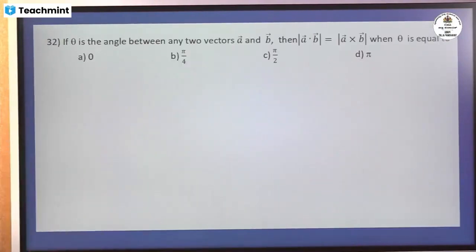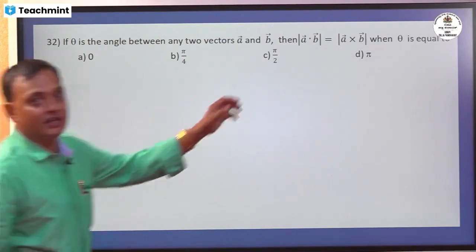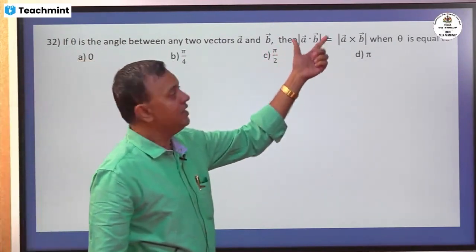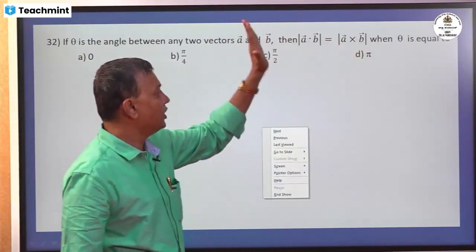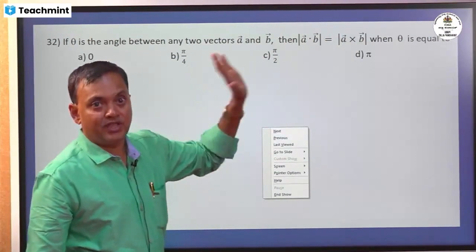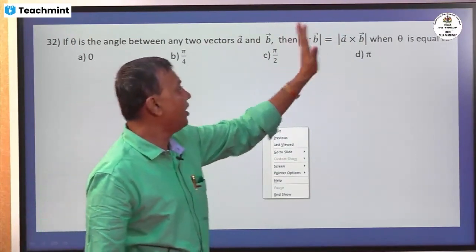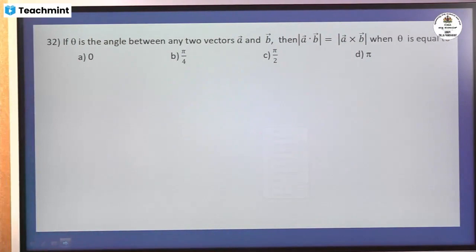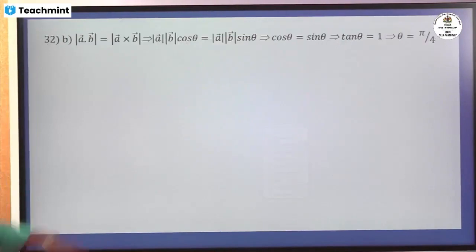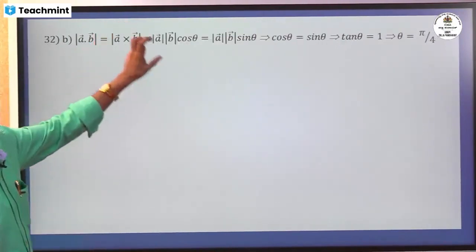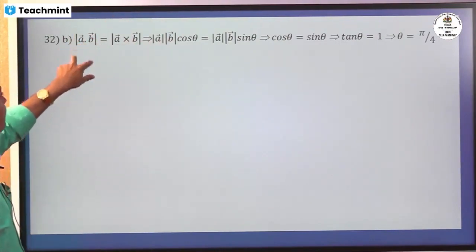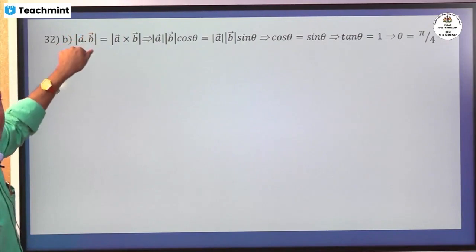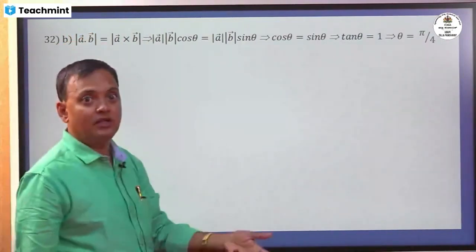Next question. If theta is the angle between any two vectors a and b, then absolute value of a dot b is equal to magnitude of a cross b. So we know the definition of dot and cross product. So here we have to use the definition of dot and cross product. So dot product definition, magnitude of vector a, magnitude of vector b, cos theta. So here, this is not magnitude, because a dot b, dot product is always scalar, correct?